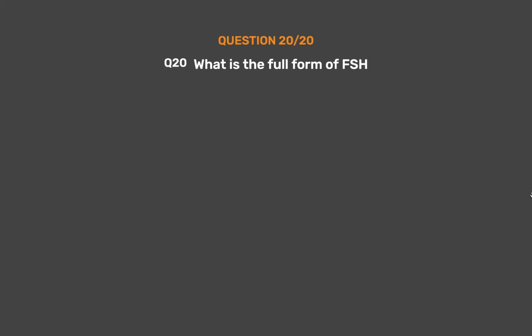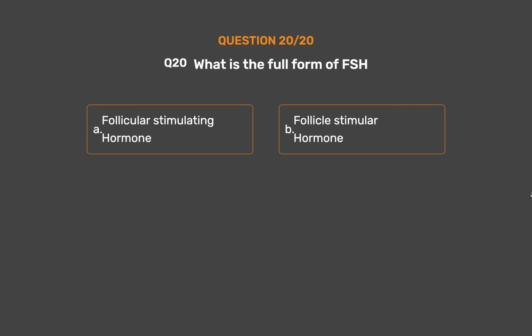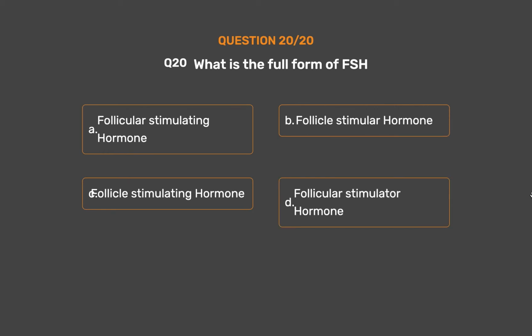Question number 20. What is the full form of FSH? Option A, follicular stimulating hormone. Option B, follicle stimular hormone. Option C, follicle stimulating hormone. Option D, follicular stimulator hormone.